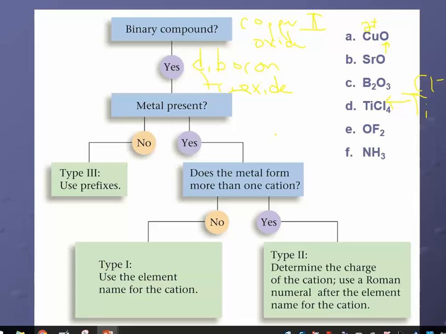And then this one here, take a look at that. There's no metal present. Both of those are nonmetals. Remember, hydrogen's in column 1, but it is not a metal. So that means we're looking at type 3. So the name of this should be nitrogen trihydride.